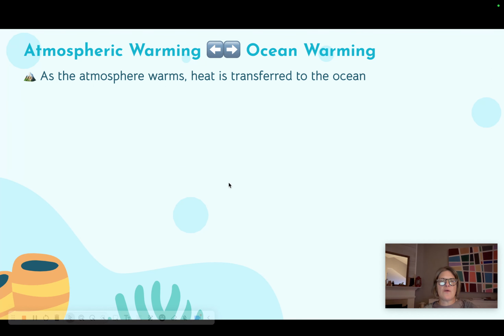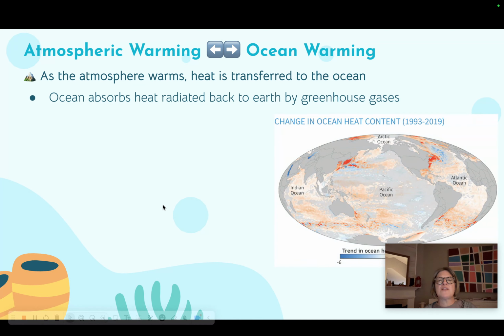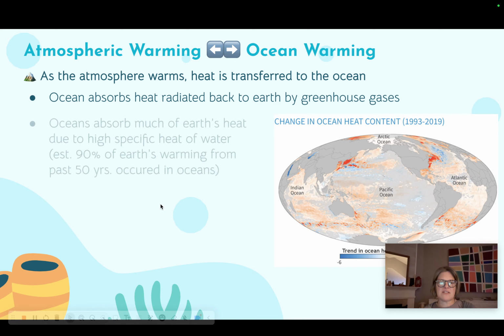And then there's some essential knowledge pieces here that you need to know. So, atmospheric warming basically impacts the oceans. And why that happens is because as the atmosphere warms, that heat is transferred into the ocean. The ocean actually absorbs heat that's radiated back to the earth because of the greenhouse gases. And so those gases actually trap some of the heat inside as that heat is then radiating back. A lot of that heat then gets transferred into the ocean.